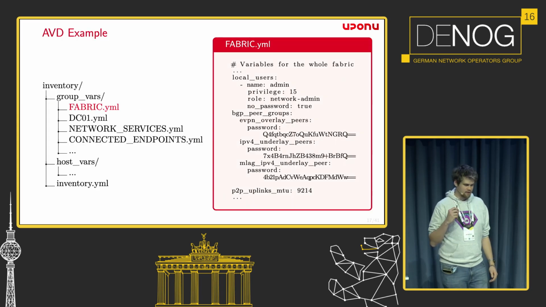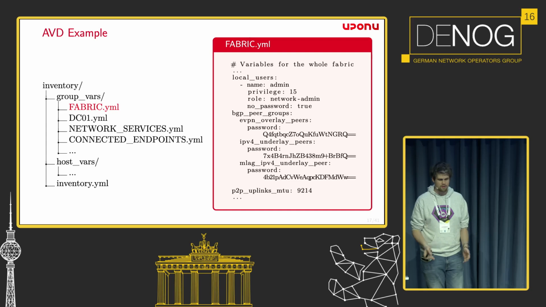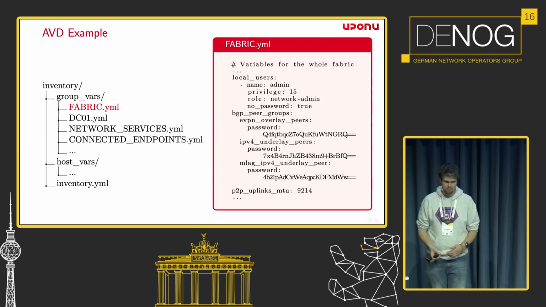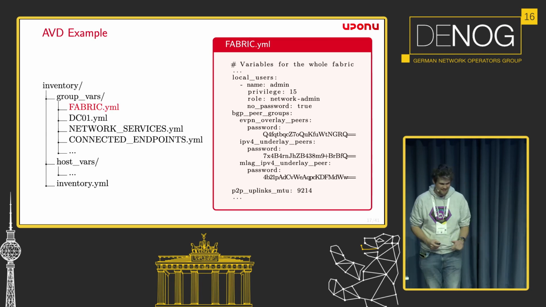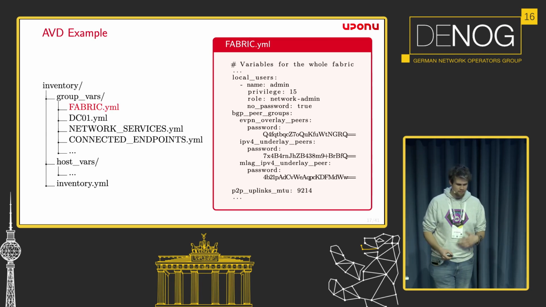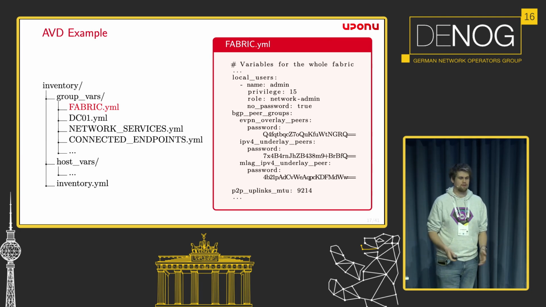This is how the structure looks. We have variables for the whole fabric. You can define there your users, the BGP peer groups, with passwords. These are example passwords, not real ones. The MTU for the uplinks, etc. So this is basically variables for the whole fabric.